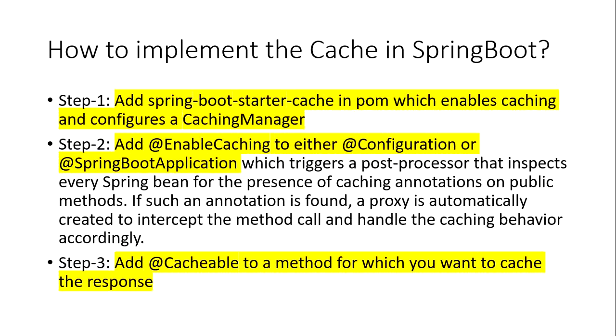So there are some annotations. As soon as it identifies that in a particular class a method is annotated with a caching annotation, it will apply a proxy concept, so that whenever we invoke that particular method, the proxy comes into the picture, intercepts that method call, and handles the caching behavior accordingly.